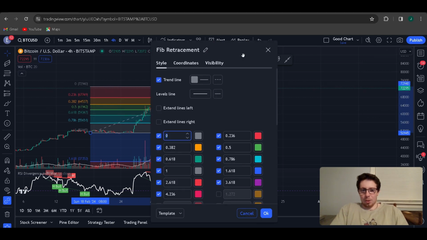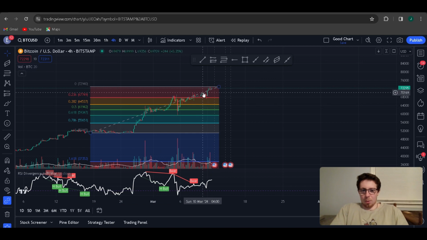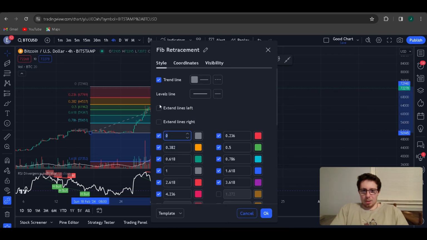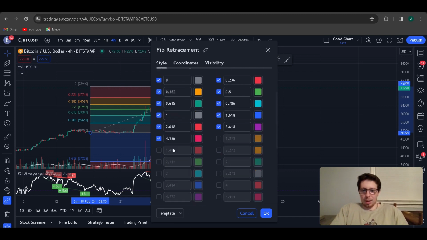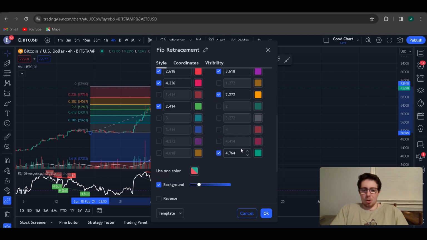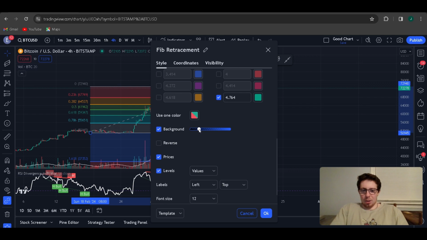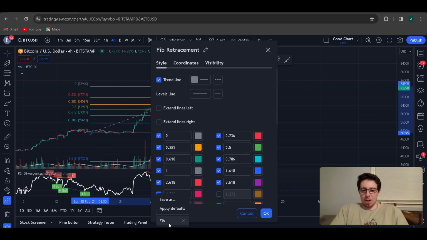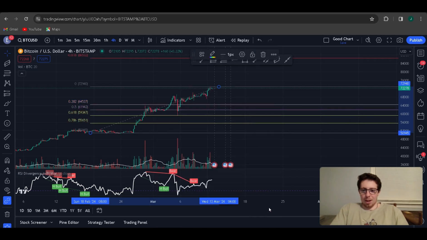But what you can do is you can right click on your fib, go into settings. You can change which levels you want to show. So, you have a bunch that you can select from. You can change the numbers. You can change the background if you want. So there's all kinds of things that you can change here. I just personally like mine set up like this. This is what works for me, and this is what I prefer the most.